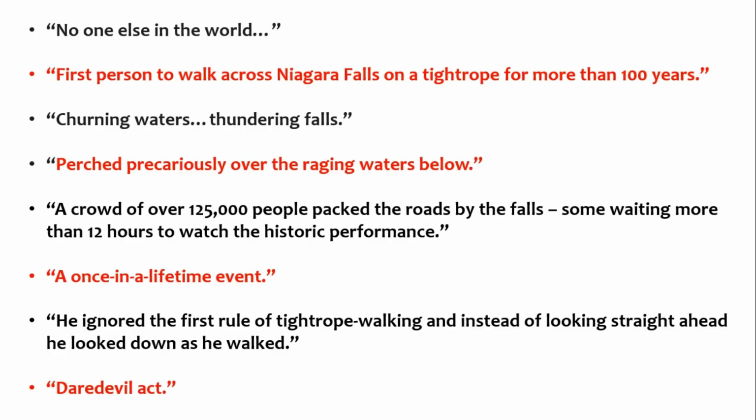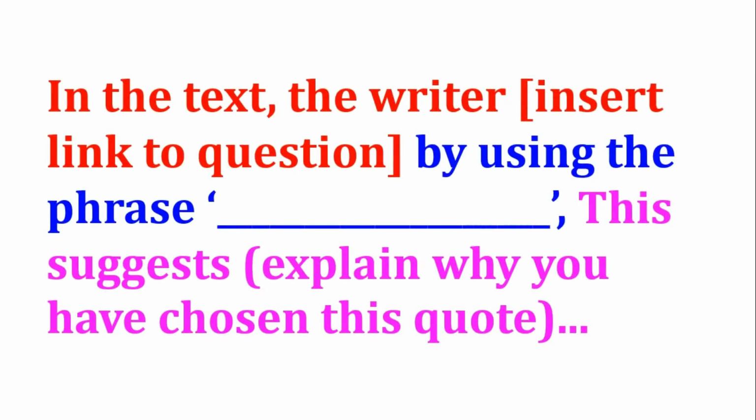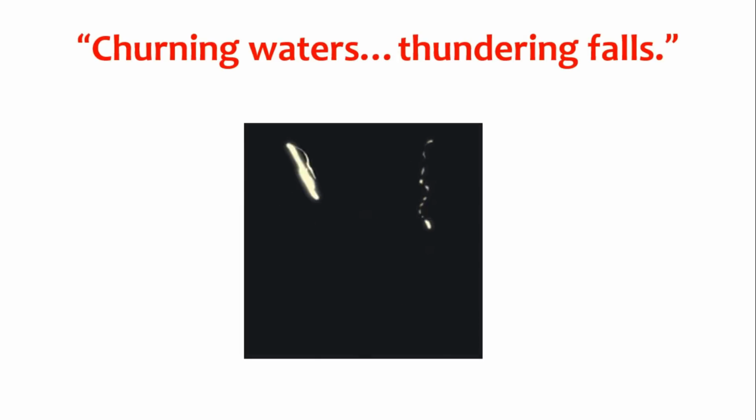I would say those are the best quotes, but there's probably loads more that tell me it's astonishing and dramatic. So I'm going to analyse and try to do as many of those quotes as I can in 13 to 15 minutes. This is the structure I would generally use. I use this structure for the first point in my answer, and then after that, each time just list the quote and explain why it's been used. So in the text, the writer makes it astonishing and dramatic, because that's the question, by using the phrase, and I put my quote in, and then put this suggests, and then explain why that quote has been used by the writer, explain why it is astonishing and dramatic. The first ones I'm going to examine are churning waters and thundering falls.